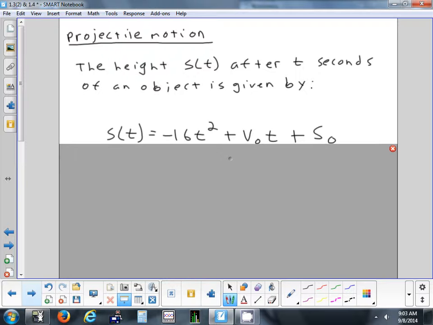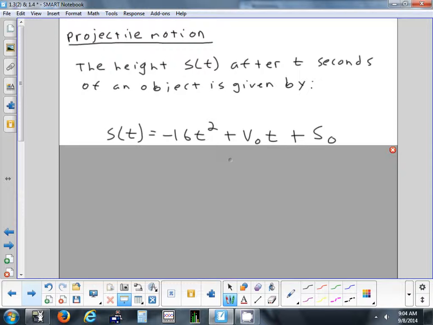Okay, and this is the formula that models that motion, where s of t is the height of the object as a function of the time. It's negative 16t squared plus v sub 0 t plus s sub 0. This negative 16 has to do with gravity. Has anyone used the number 9.8? If you've seen 9.8, then you're doing this in meters per second. We're measuring our speeds in feet per second. That's why we're using a different number.